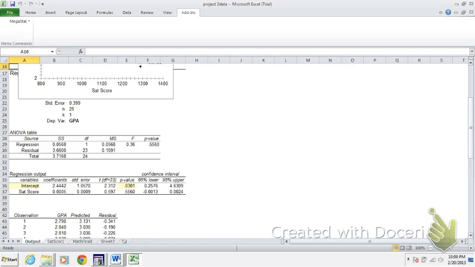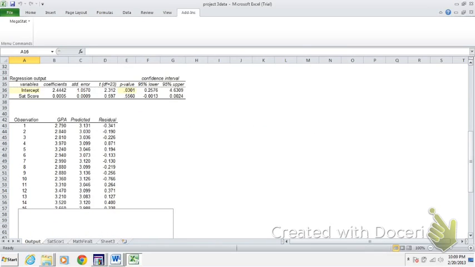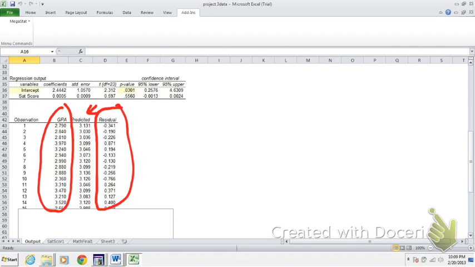Great. Okay, so now what's nice about the Megastat is you've got this. Let's see if I can highlight this for you. See, it's just going to spit out the residuals right here. So you've got your GPA, you've got your predicted values. That would be your Y hats, okay? And you've got your residuals. So we want to basically plot, and here's interesting.